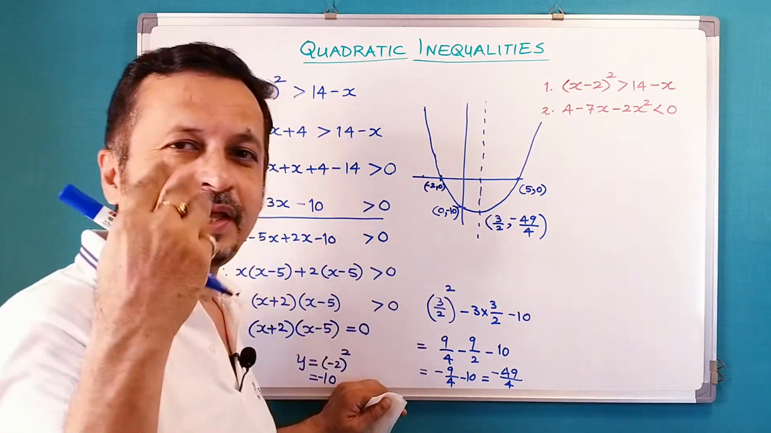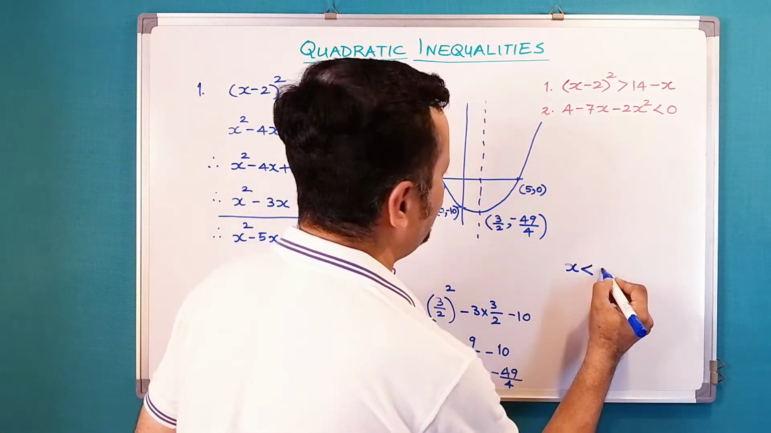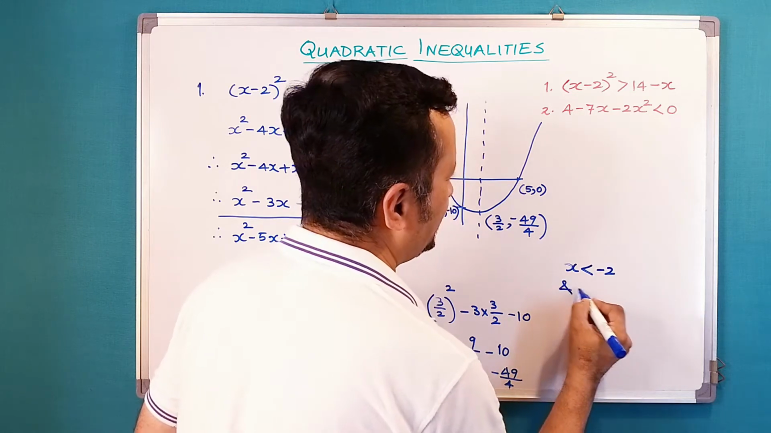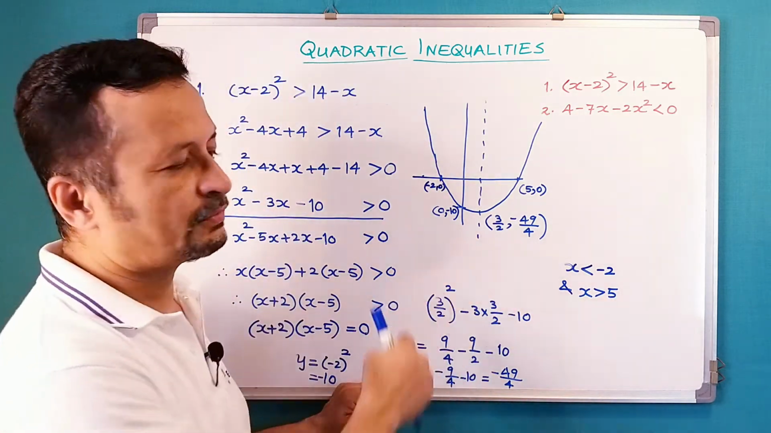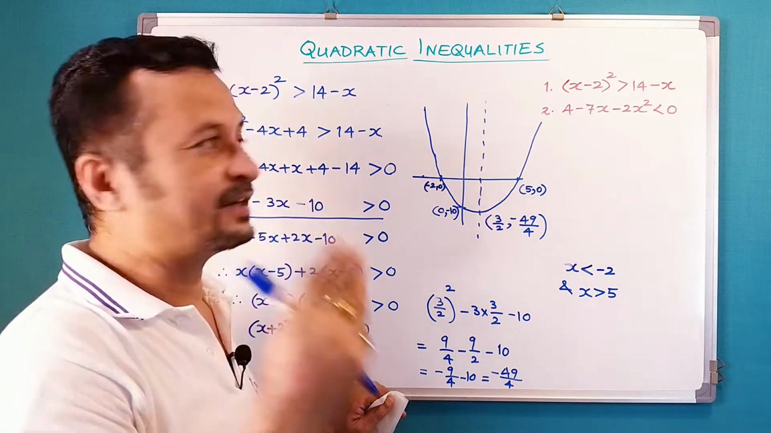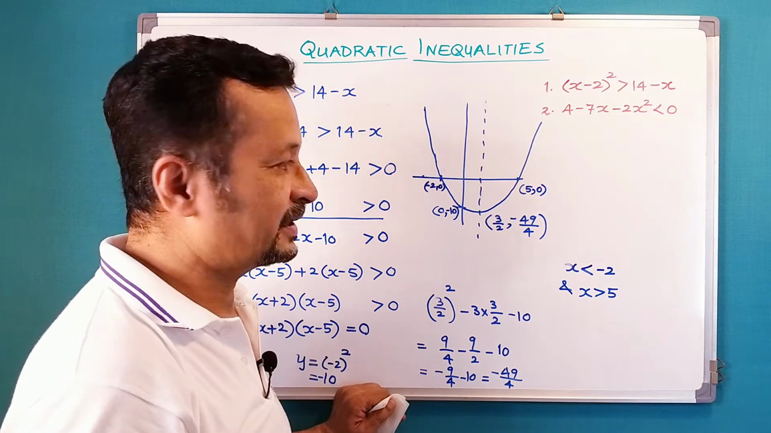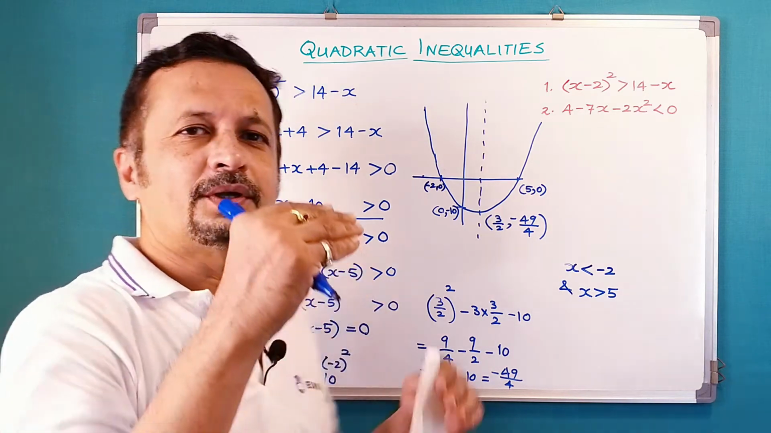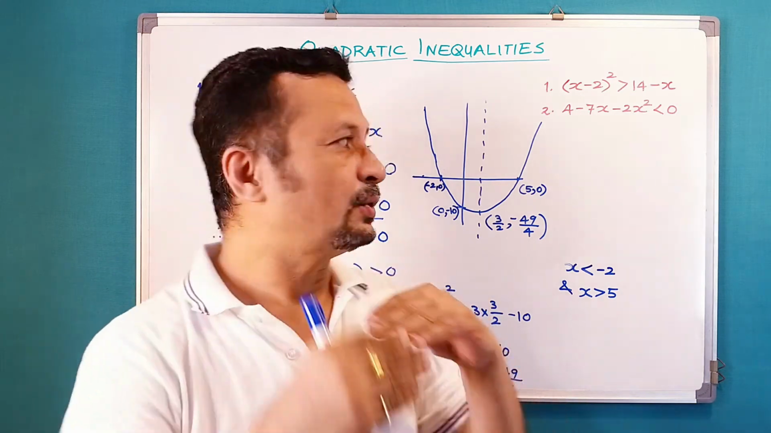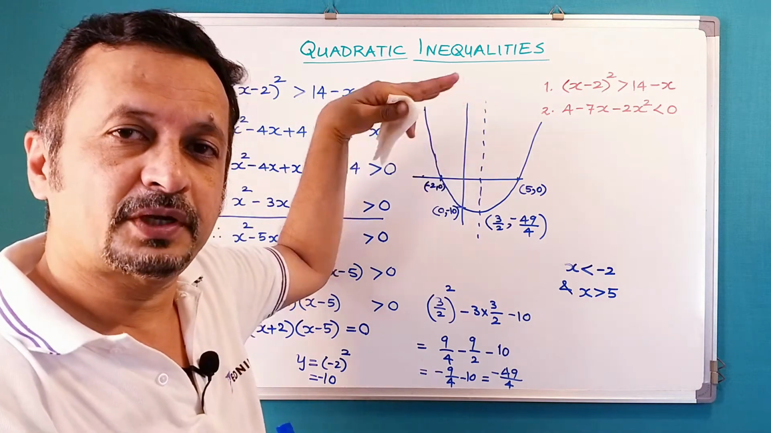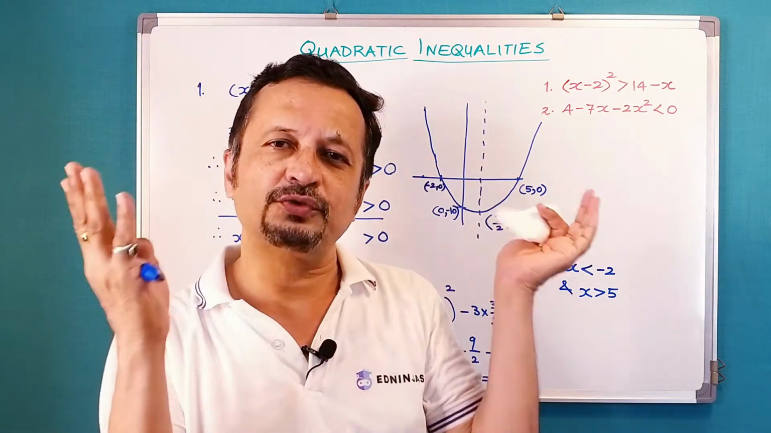So what would be my answer? I would say x is less than -2 and x is greater than 5. Now what you can do is put x equal to -2 in the given equation and check whether your inequality is getting satisfied, correct? The basic logic is, if you want y to be greater than 0, whatever part of your graph lies above your x axis, you have to take only those values of x, correct?